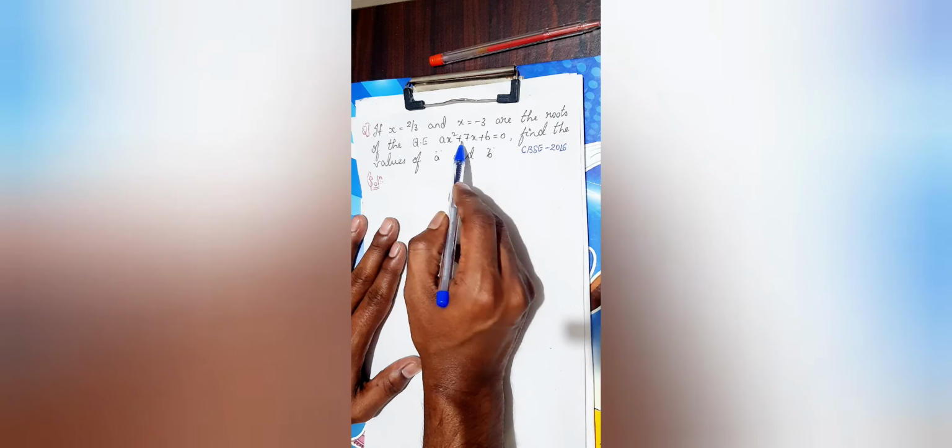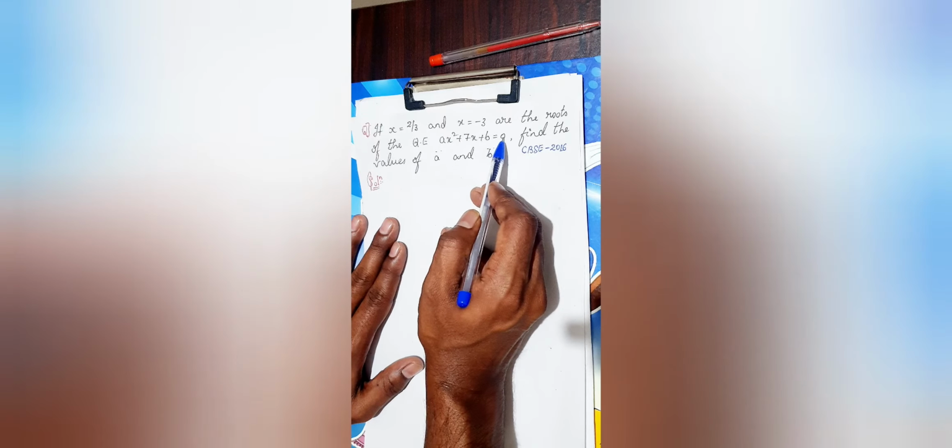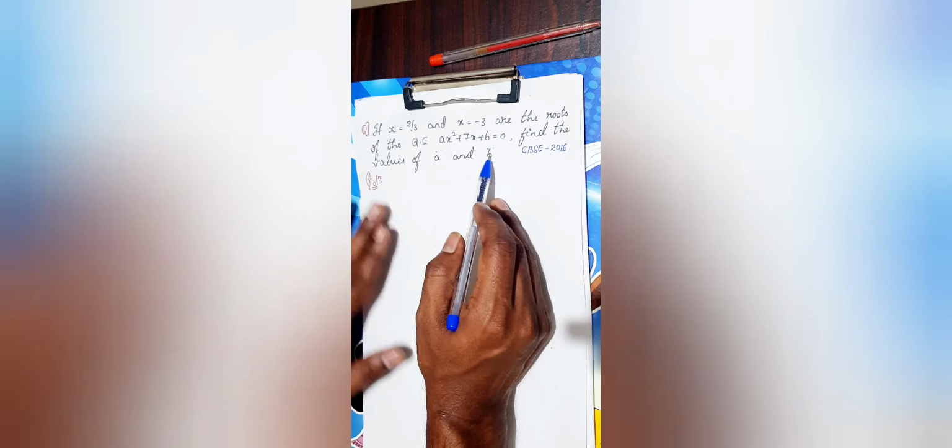Students, let's take one last question for the session. The question was asked in CBSE 2016. The question goes like this: if x is equal to 2 by 3 and x is equal to minus 3 are the roots of the quadratic equation ax square plus 7x plus b is equal to 0, find the values of a and b.